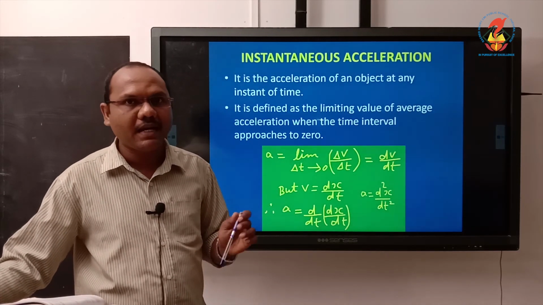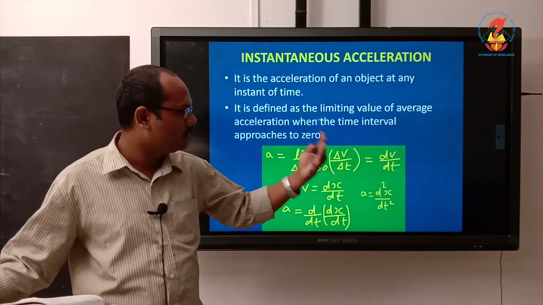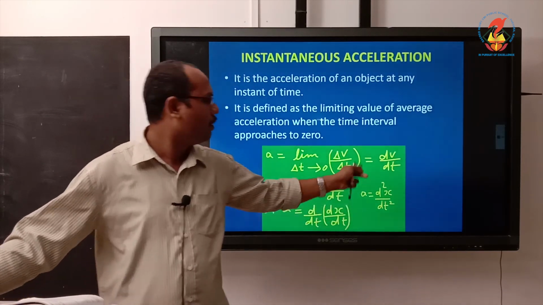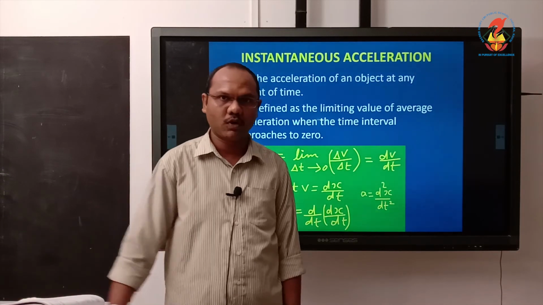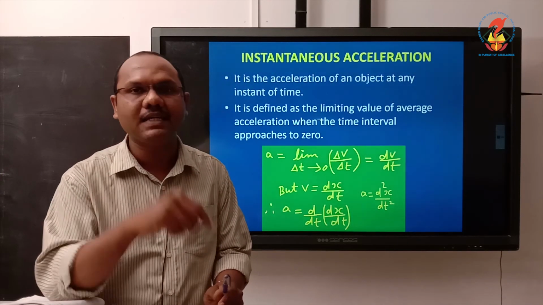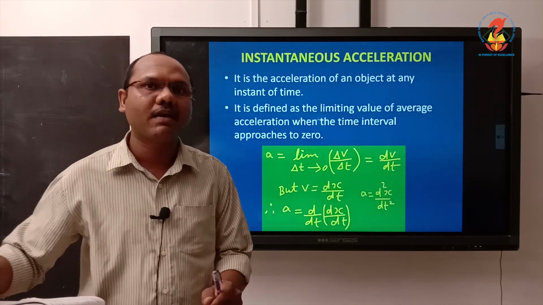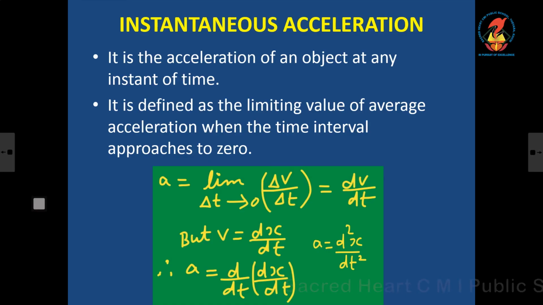So when I say dv by dt, what is dv by dt? It is the change in velocity by change in time when the time interval is very small. That is called dv by dt.